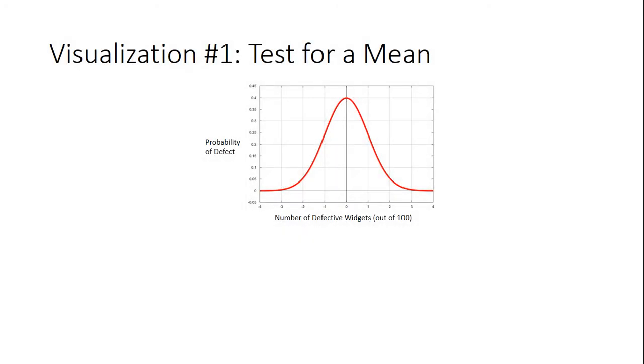Visualization number 1, test for a mean. In this graph, we are comparing the probability of defect by number of defective widgets. The red line is a bell curve. The highest point of a bell curve is its mean. Based on the graph, the highest point right in the center, the mean of this graph is 0.